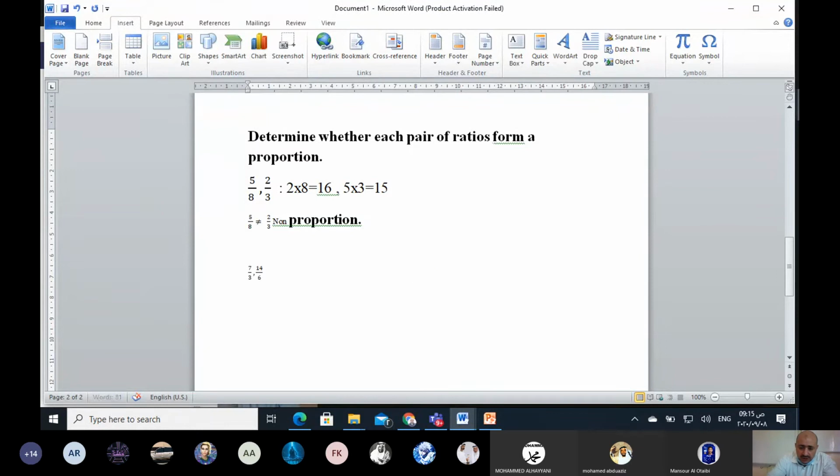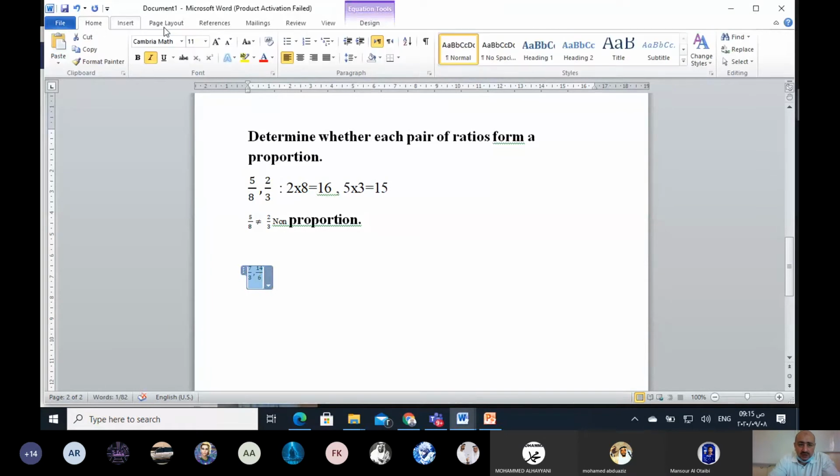Now I want all of you to check the two ratios here. Are the two ratios here proportion or not? I want everyone to work. You have 2 minutes. Check please, and tell me the answer.